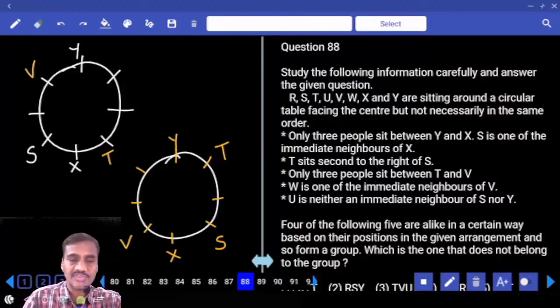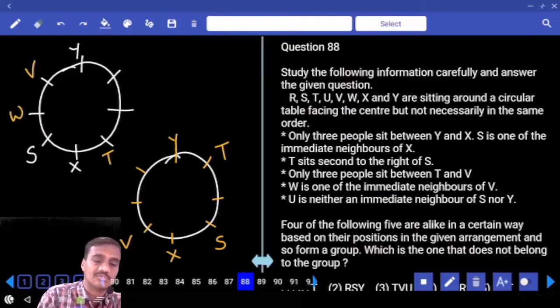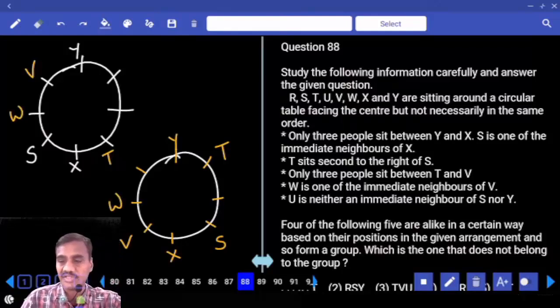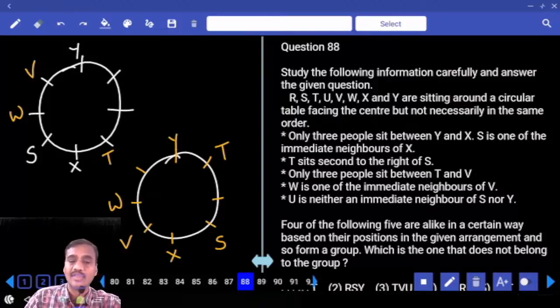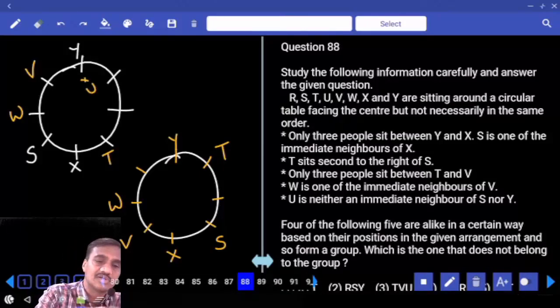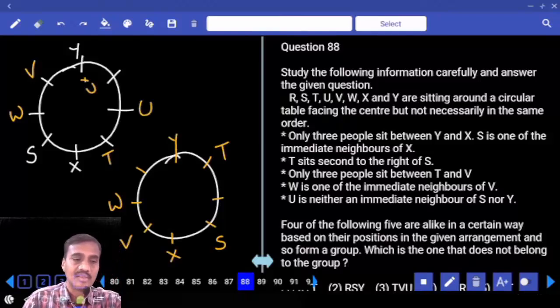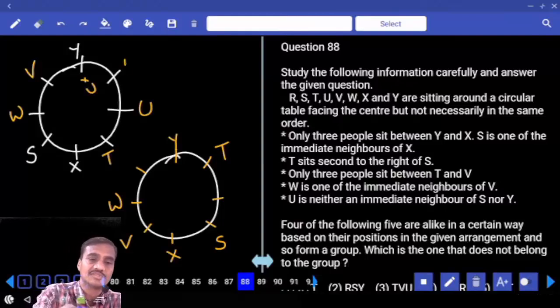And W is one of the immediate neighbors of V. One of the immediate neighbors of V means W is here. And U is neither an immediate neighbor of S nor Y. U is not adjacent to S and Y, and U cannot be here because Y is here. As U cannot be here, U must be here. If U is here, tell me who is the person left over. R is the person left over.